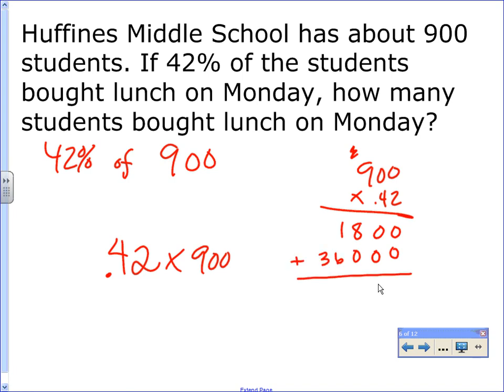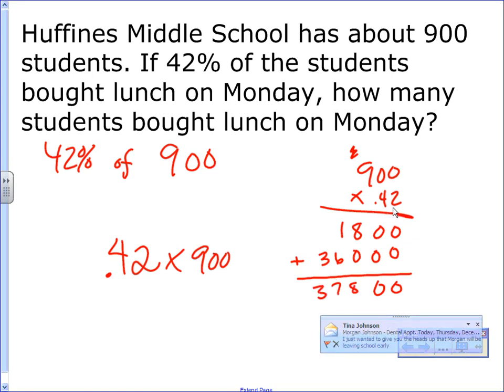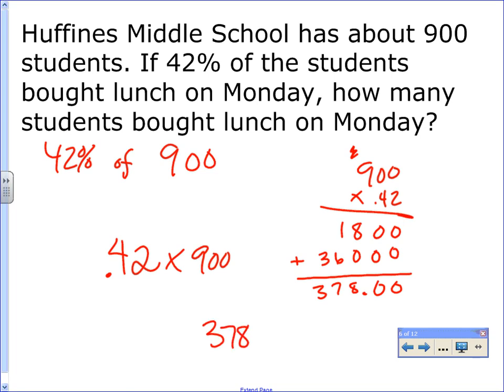I add these together, and then I count 1, 2 digits after my decimal place in my problem. So there'll be 2 digits after my decimal place in my answer. So 378, and again, this is not percent, this is students. This is the number of students who bought lunch on Monday.